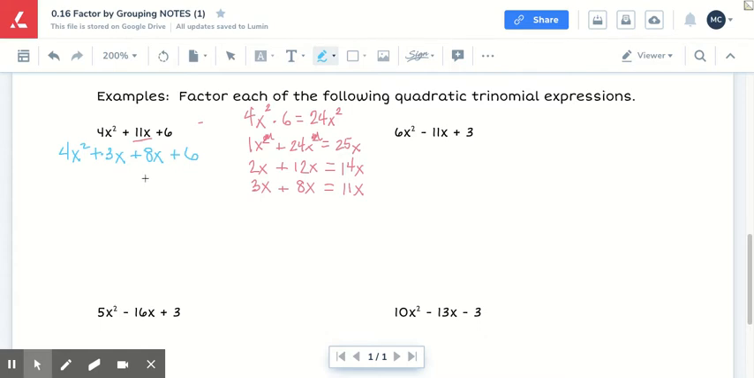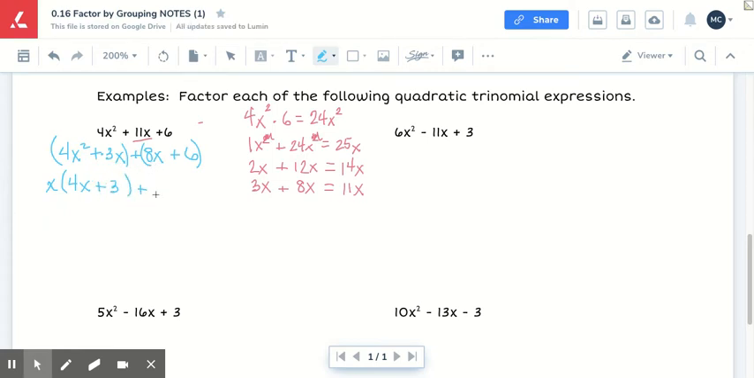Now, once I've replaced the middle term with the expression that I came up with in my scratch work off to the side, my next step is to group together the first two terms and group together the last two terms, making sure that there's a plus sign in between the two groupings. In the first group, the greatest common factor is x. So we're going to factor out that greatest common factor. So if I take each of these terms and I divide it by x, I would get 4x plus 3.